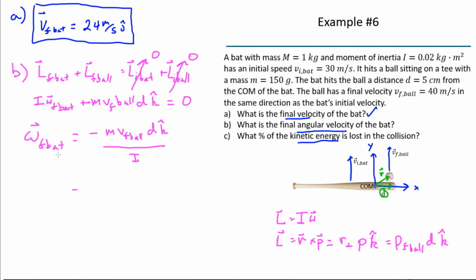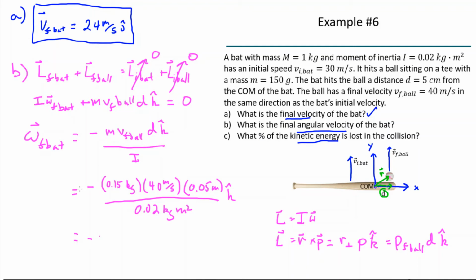If I plug in my numbers here, I get that this equals negative. The mass of the ball is 0.15 kilograms. Final velocity of the ball is 40 meters per second. d, the distance from the center of mass of the bat that the ball hits, is 5 centimeters, 0.05 meters. And I divide this all by the moment of inertia of the bat, which is 0.02 kilogram meters squared. This all points in the k-hat direction. And what I get is negative 15.